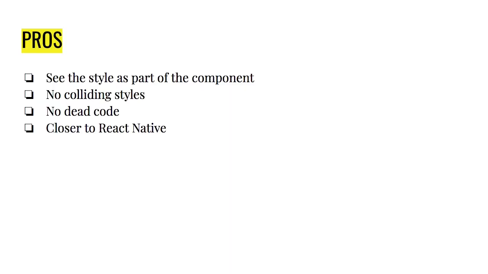So you can see the style as part of the component. No colliding styles, obviously, because the priority of inline style is the highest. And no dead code, because if you remove any element, the style of that element is available in that file, so your linters can help you with that, like: you have an unused variable, please remove it. And it is closer to React Native, if anyone has experience, so you can follow these styles in React Native as well.